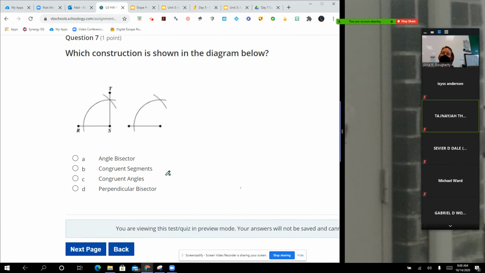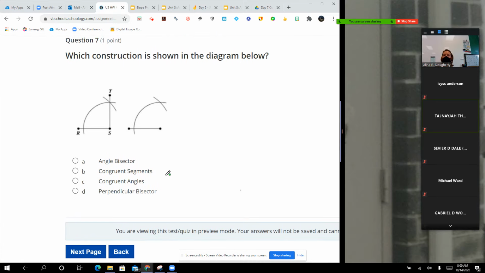So with these construction questions, Ms. Kimber and I were just talking about how we're going to try to teach these to you guys virtually. And we don't have a good answer for it, to be perfectly honest, yet. But I think the biggest thing to do is to look at the answer choices and eliminate the stuff that you can eliminate, okay? So angle bisector, bisect means to cut stuff in half.